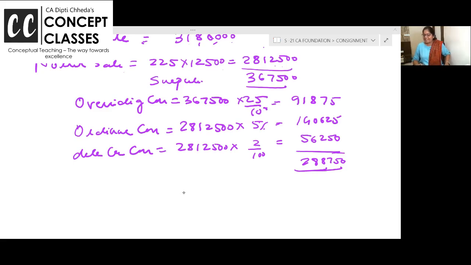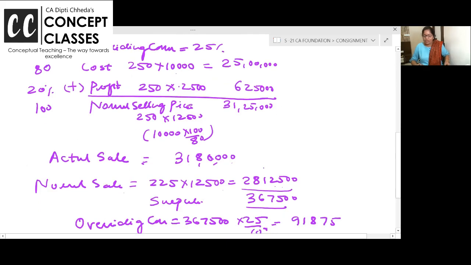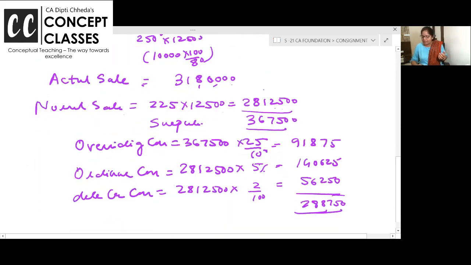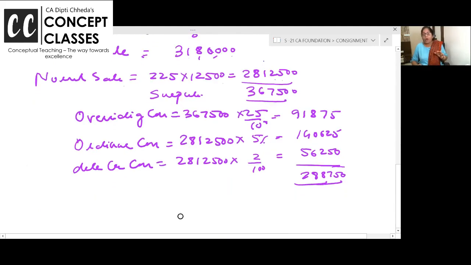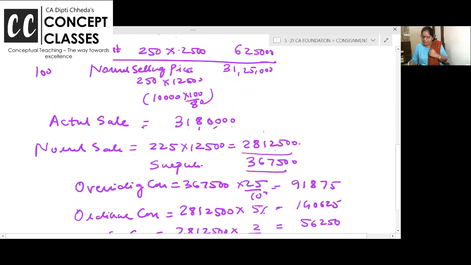All right. Clear to all of you? If you are giving overriding commission for profit over and above this, then you will not give the normal commission on actual sales. Ordinary commission you just give on 28 lakhs, because whatever extra sales you have generated, on that we are already giving overriding commission. How is it?